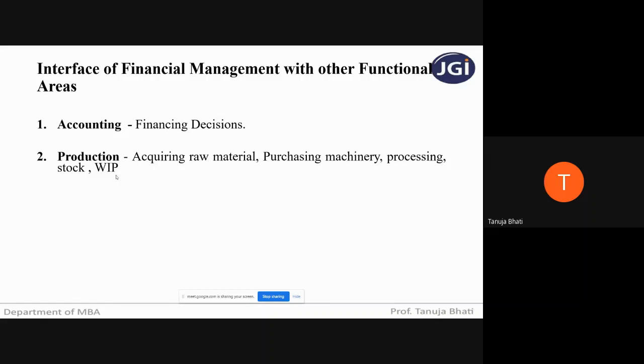So let me tell you students, if a company has to start any business, it requires funds. With the funds only it can procure raw materials, with the funds only it can purchase machinery, with the funds only it can employ the employees who will do the further processing, with the funds only the company can take care of the stock and work in progress. So financial management is very closely related to production, because finance is the base for the organization. Only if the company has finance will the other areas or other departments in the organization work.